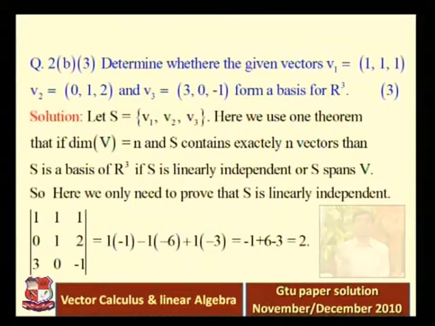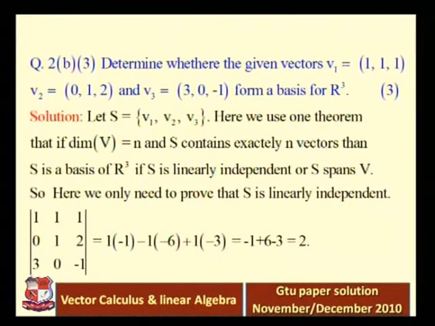And proving that S is linearly independent is quite easy. We already proved one example like this before, right? So to prove whether S is a basis for vector space V or not, we just need to prove whether S is linearly independent. If S is linearly independent, S spans V automatically, and that's why S is a basis for R3. That is our aim.